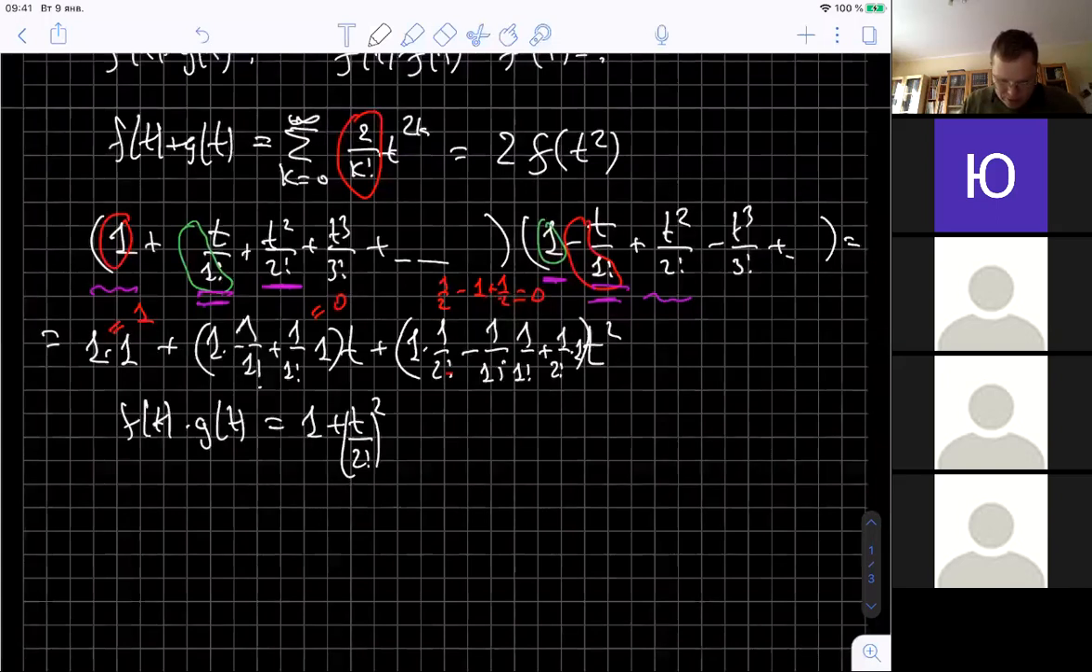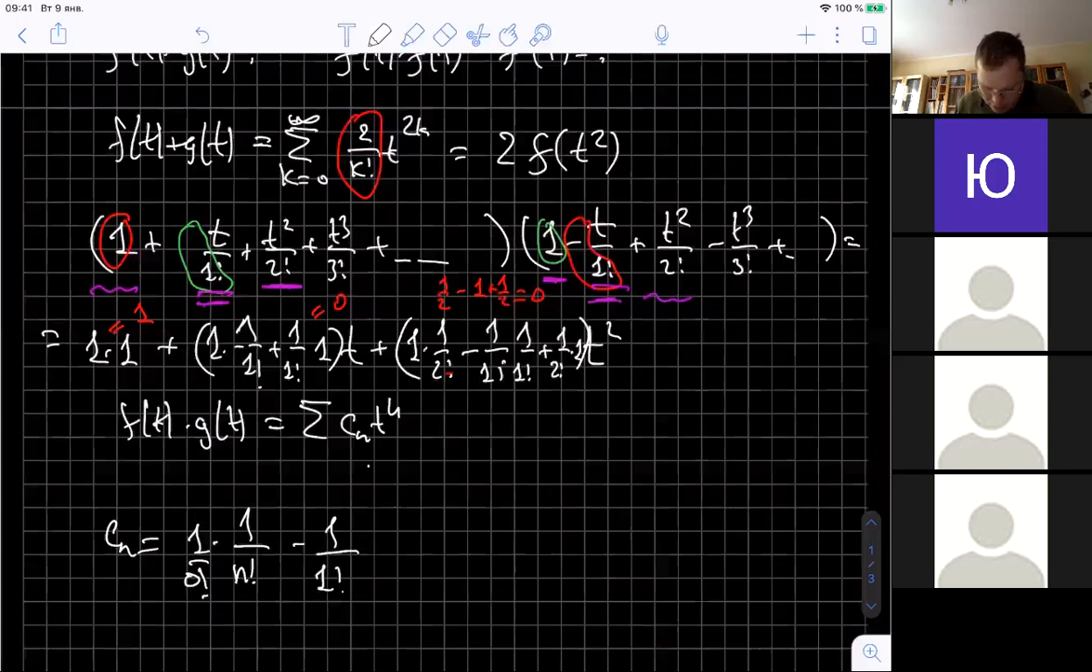So if you want to find the nth coefficient of the product here, all we need to do is find the following sum. It will be 1 times 1 over n factorial minus 1 over, so I can write this as 1 over 0 factorial minus 1 over 1 factorial times 1 over the n minus 1 factorial. So I think, is it so? I need to write this. Oh, so maybe it's correct. If I need to be more correct, I need to write something like this.